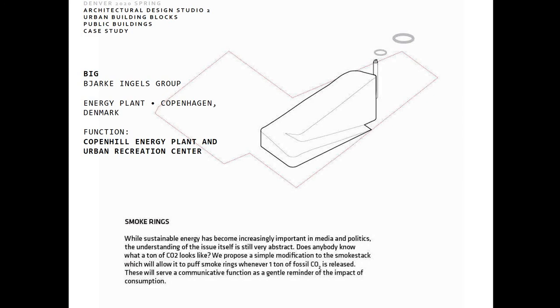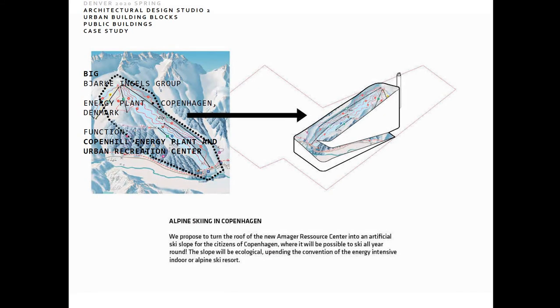While sustainable energy has become increasingly important in media and politics, the understanding of the issue itself is still very abstract. Does anybody know what a ton of CO2 looks like? We propose a simple modification to the smokestacks, which will allow a puff of smoke ring whenever 1 ton of fossil CO2 is released. This will serve a communicative function as a gentle reminder of the impact of consumption.